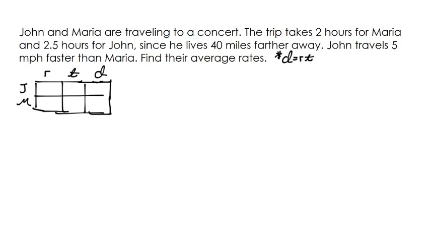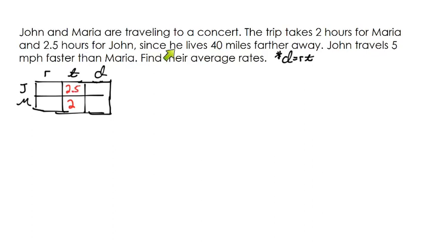As we jump into this, let's just read the problem and see how many of these blanks we can fill in. Can we find John's rate? Can we find Maria's time? That's going to allow us to write some equations. First off, it says the trip takes 2 hours for Maria and 2.5 hours for John. So for Maria, it takes 2 hours, and for John, it takes 2.5.